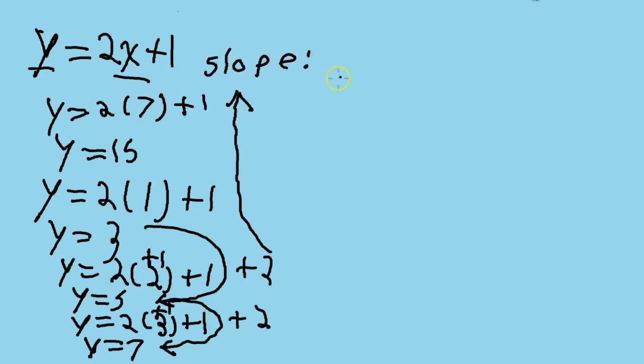The slope is how steep the line goes up by when it's graphed. For example, a line with slope 0 will be a horizontal line. A line with slope 1 will kind of look like this. A line with slope 2 will look like that. And a line with slope 500 will almost be a vertical line.